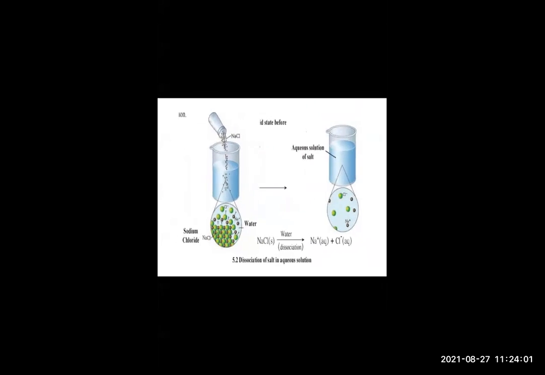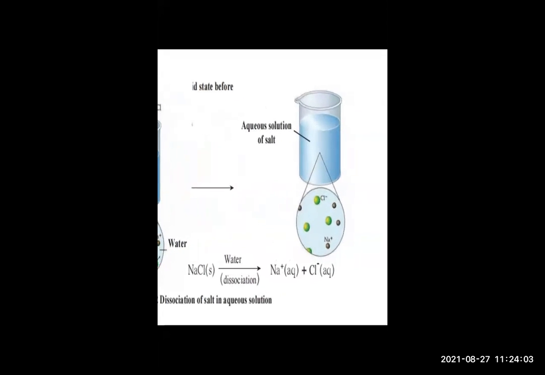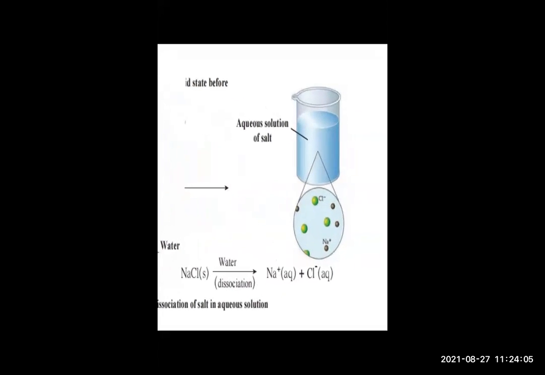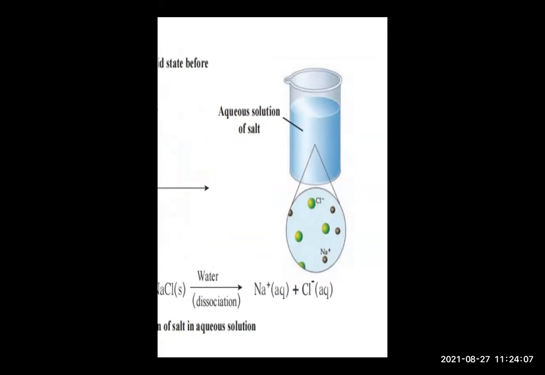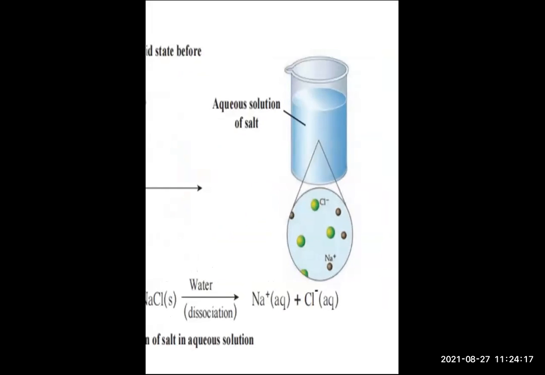Now in this diagram, what can you see? Aqueous solution of salt. Why did it become aqueous now, students? Because the salt, Na+ and Cl-, have been separated from each other. And it dissolved. Very good. It dissolved. So what can we say? It is an aqueous solution of salt.